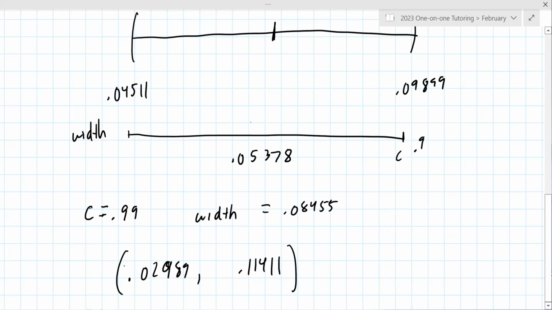So the width of the 90% confidence interval is 0.05378. The width of the 99% is 0.08455. Which is larger, the 90 or the 99%? The 99 is bigger. Yes. So that's one of the biggest conclusions they're asking you to draw from this: as C increases, the width also increases.